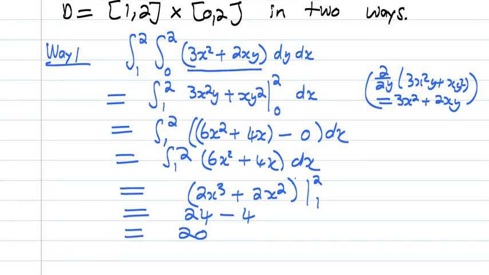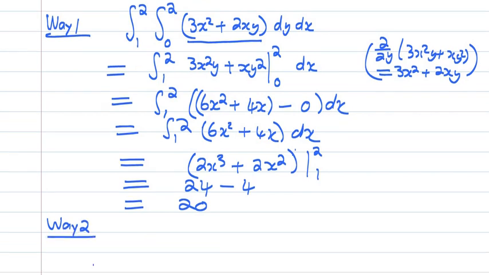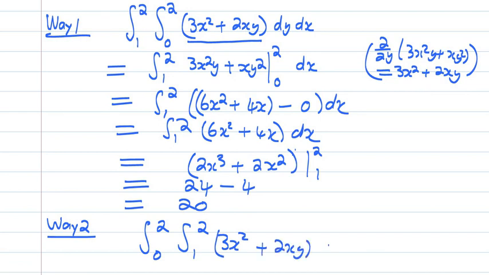However, we can also do this in a second way. By changing the order of integration, we can now say it's an integral from 0 to 2, then an integral from 1 to 2. The function is still 3x squared plus 2xy, but now the order is dx dy, because y ranges with values from 0 to 2 and x ranges from value from 1 to 2.